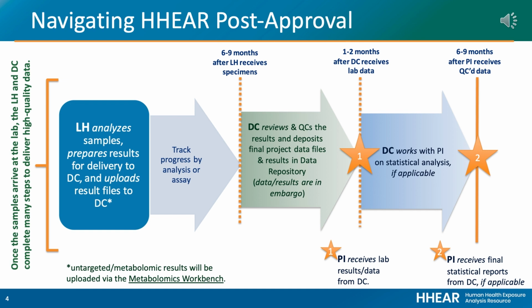Once the data center has the results, it then takes 1 to 2 months for the quality control process and then the results to be made available to the investigator. If statistical analyses have been requested, it takes another 6 to 9 months after the PI receives their data. We will anchor back to this throughout the module. Now let's get into the details.